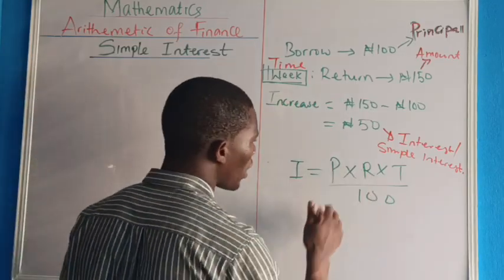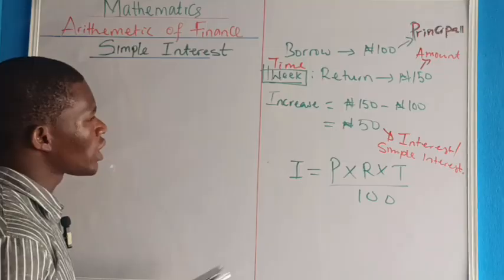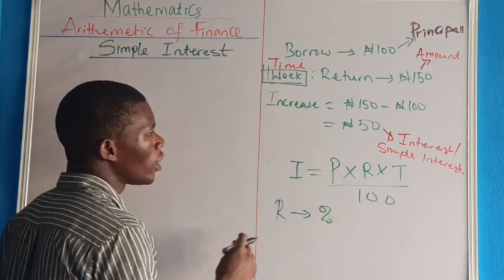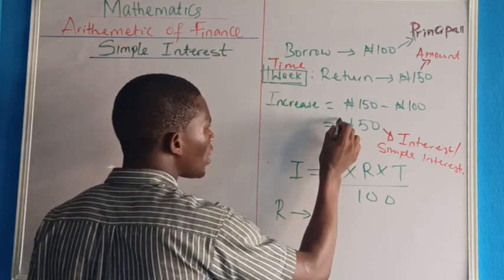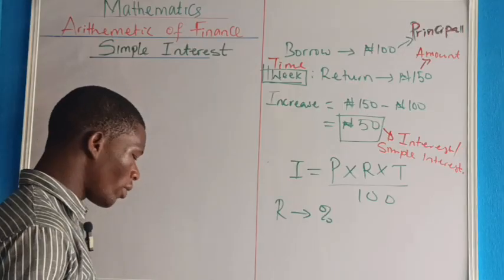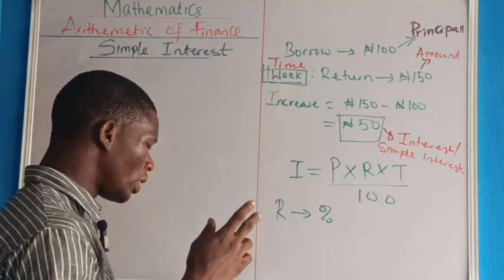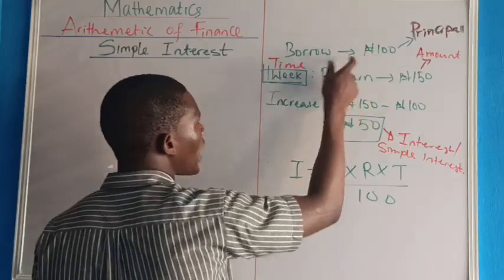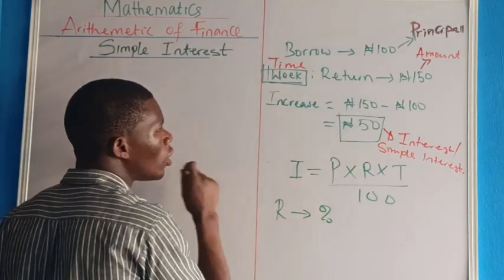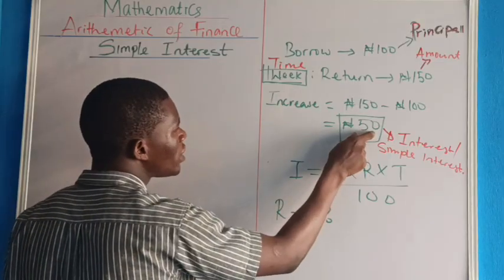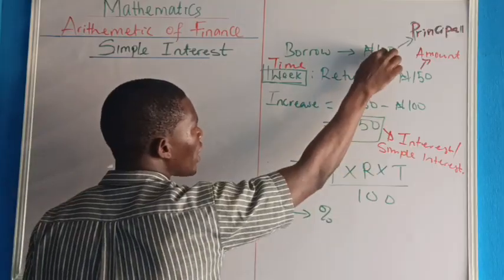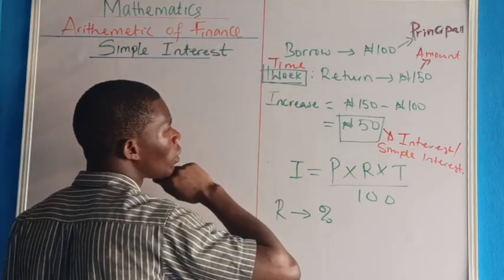So talking about the rate, I quickly want to explain the concept of rate. Rate is given in percentage. Now look at this. You can see that we have 50 naira as the interest. When we talk about rate, it is the percentage of the principal charged. Now the principal here is 100 naira, and the increase is 50 naira, which is the interest. So at what rate did this person charge the interest? What percentage of 100 naira is 50 naira?